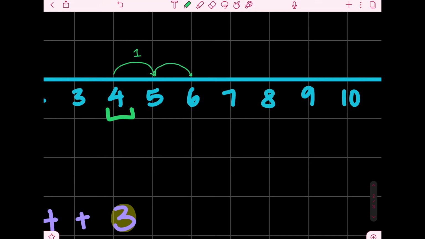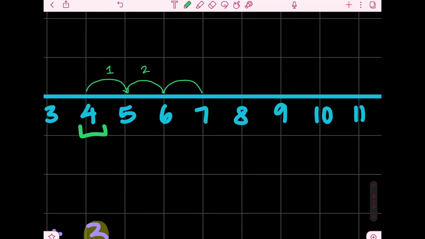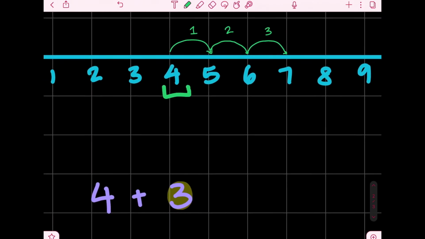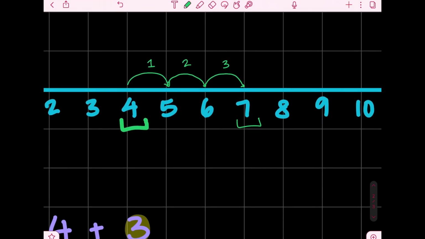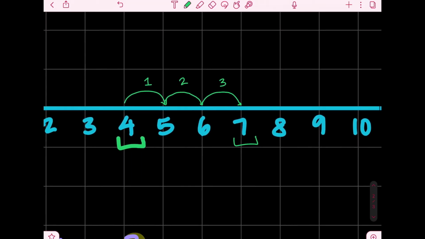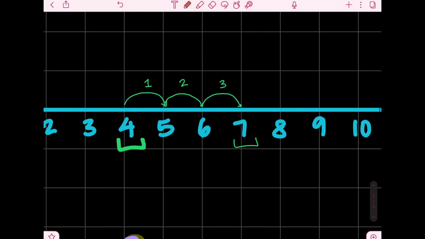From 5 to 6 is another 1, but we're going to label it as 2. And from 6 to 7 is the final one, 3. So now we've gone from 4 all the way to the number 7 by adding 3 spaces. And as I explained before, you can think of the space between each number as a value or as a digit. So the space between 4 to 5, this box is 1.